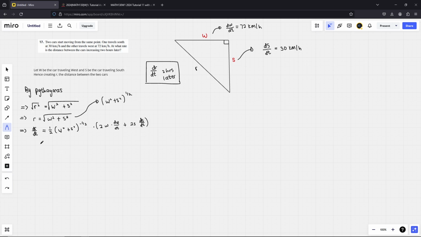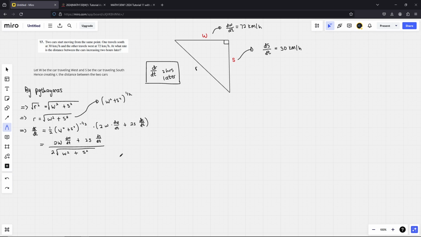So now we can simplify this. How would I simplify this? Well, with practice, we can see that this is just going to be 2w dw by dt plus 2s ds by dt all over 2 into the root of w squared plus s squared. And how did I do that? Well, I said this is going to be multiplied, so I took it over and put it on the top, and then I said this is a negative exponent, so we can just pull it to the bottom and convert it back to a root.